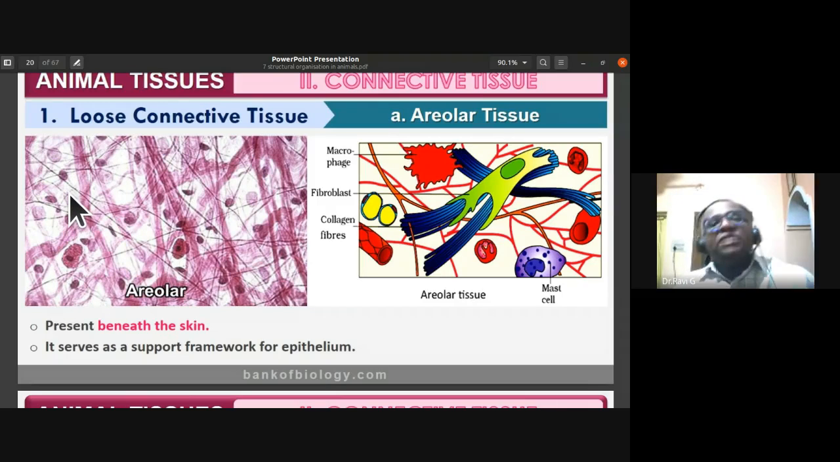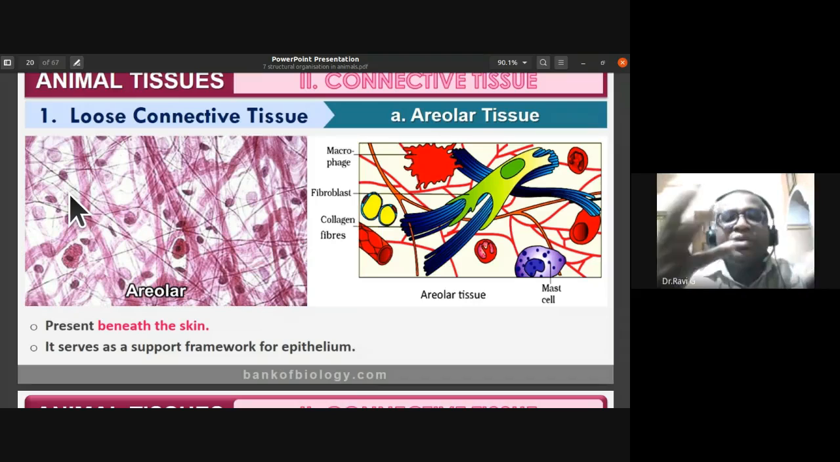Okay, so the areolar tissue, where is it located? It is present beneath the skin. So below the skin you find the areolar tissue. It serves as a supporting framework for epithelium. See, the areolar tissue is present beneath the skin and works as a supporting framework for epithelium.